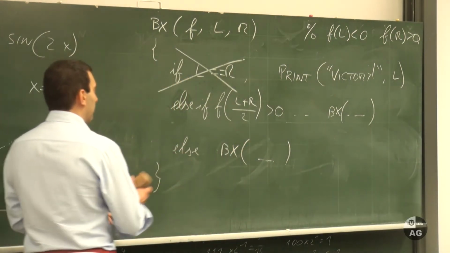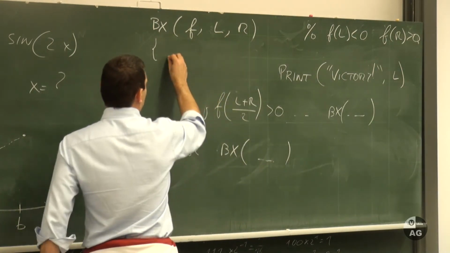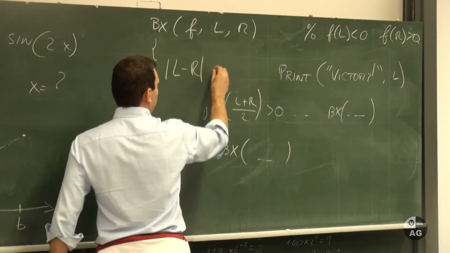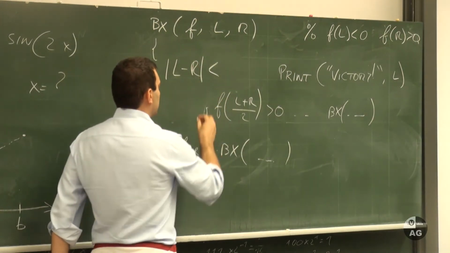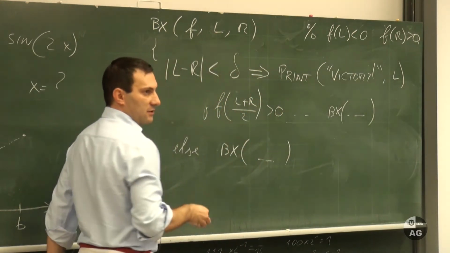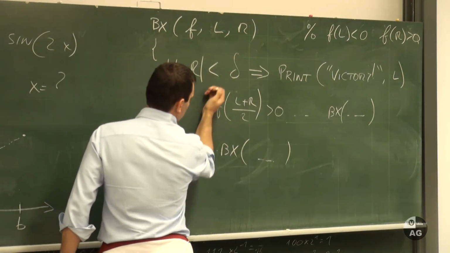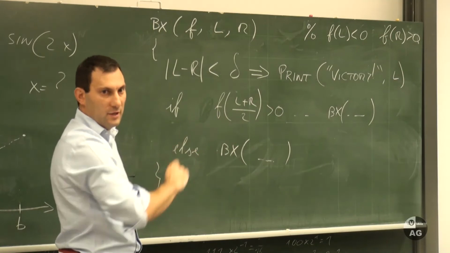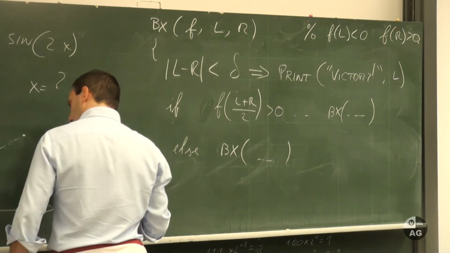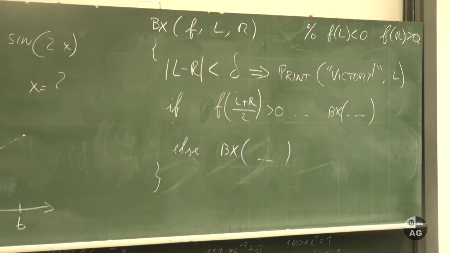So, finally, looks like we got down to something meaningful. How about if the distance between left and right is less than some delta, then we print victory. Okay. Then we say if ba ba ba and then else ba ba ba. Okay, fine. How many of you are happy with this? Say if you exchange the 0 for delta. If I do what?